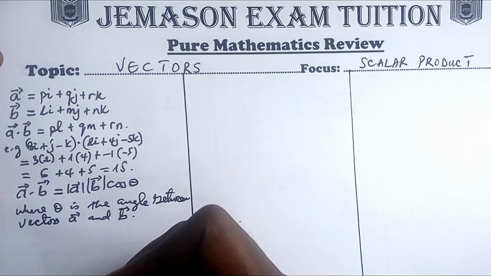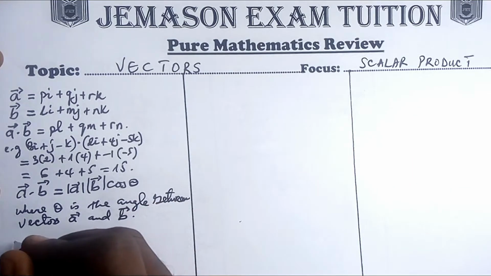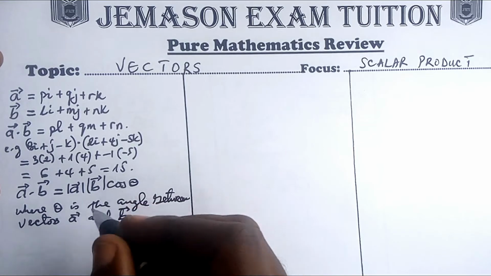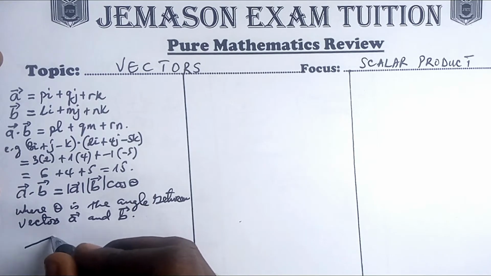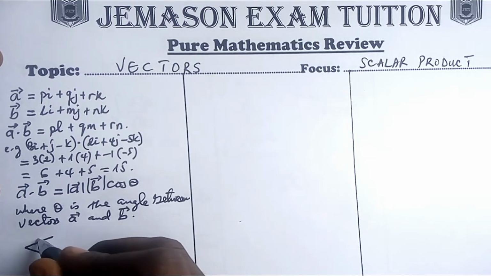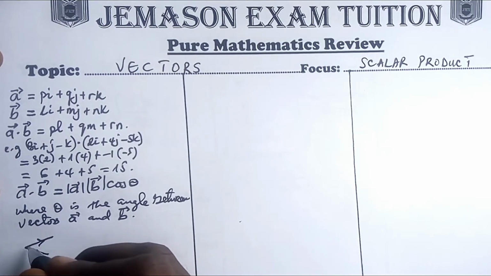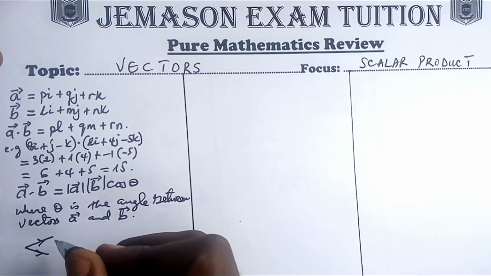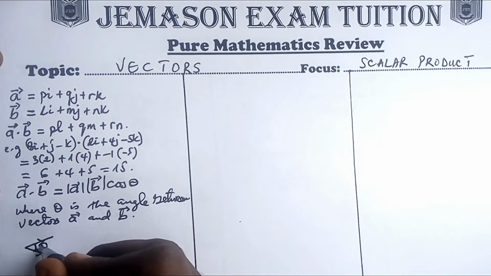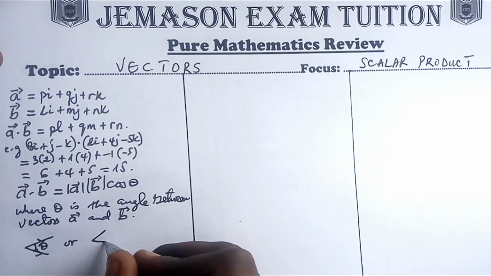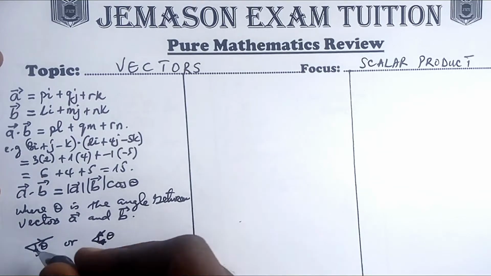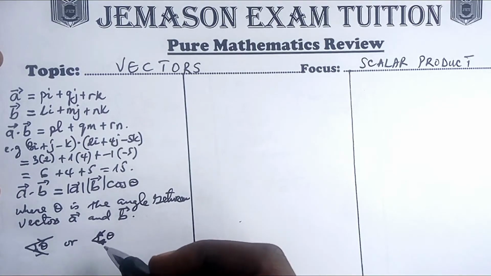We must emphasize that the angle between two vectors is actually the angle between the vectors when they either diverge from their point of intersection or they converge to that point of intersection. So these are the two situations that can arise.